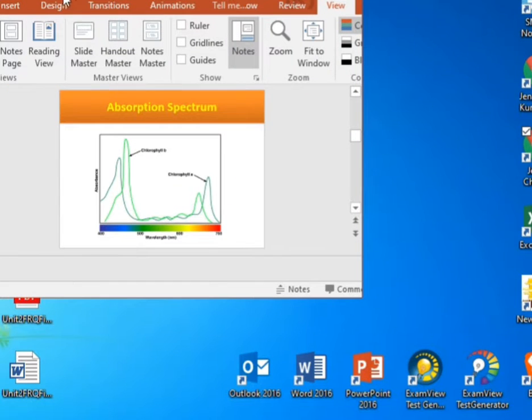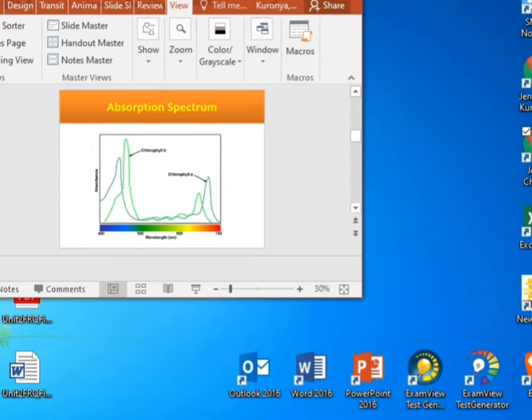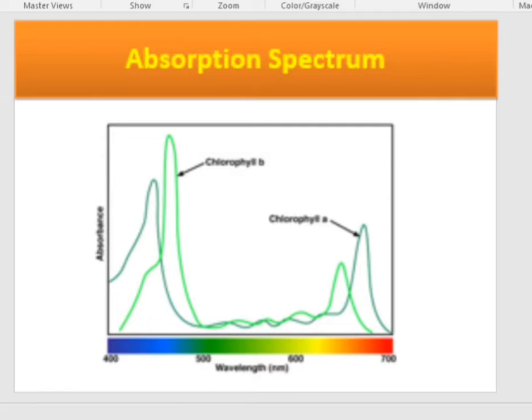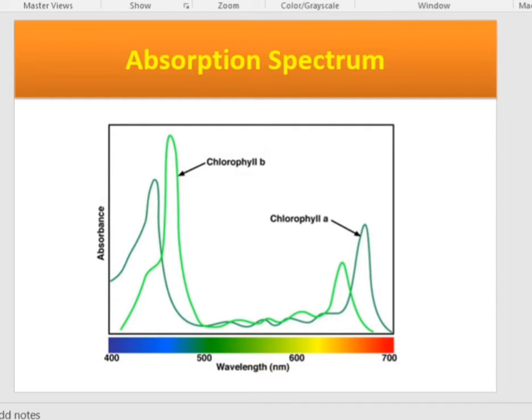So this is what we were looking at. Okay, so this is the absorption spectrum, and this is for chlorophyll. It's different for other pigments. Remember, plants have more pigments than chlorophyll.